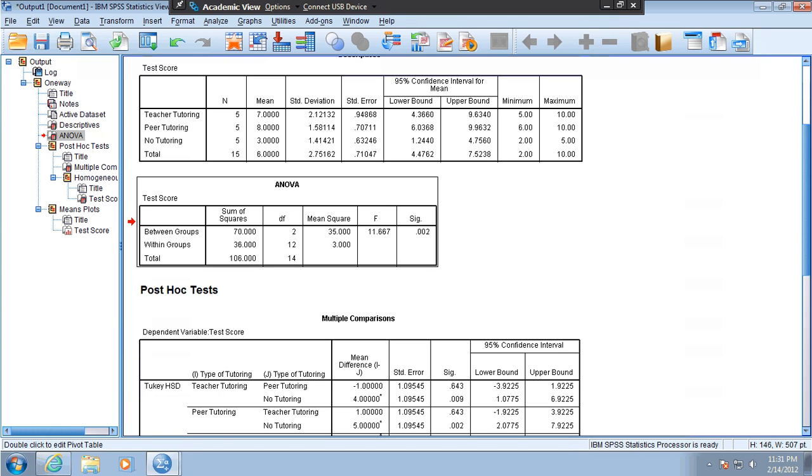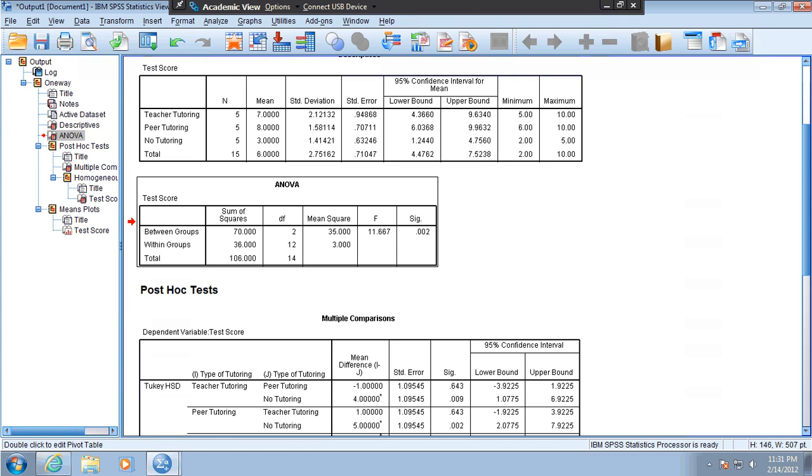The mean square between groups is computed as the ratio of the sum of squares divided by the degrees of freedom, or 70 over 2, which gives us 35. Similarly, for the within group sum of squares, it's computed to be 36, the degrees of freedom 12, and the mean square for within groups is 36 divided by 12, or 3.